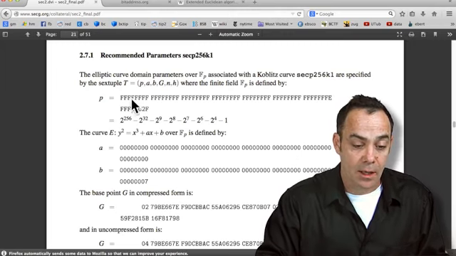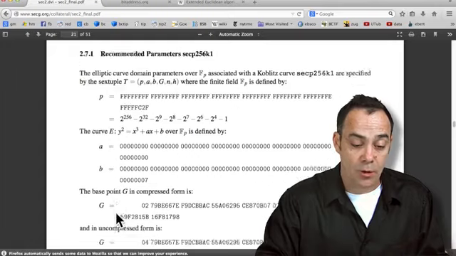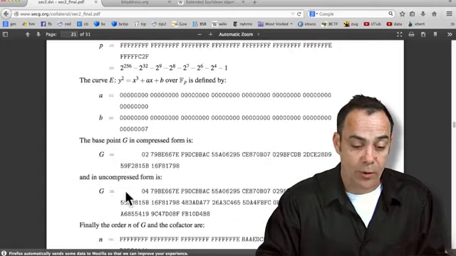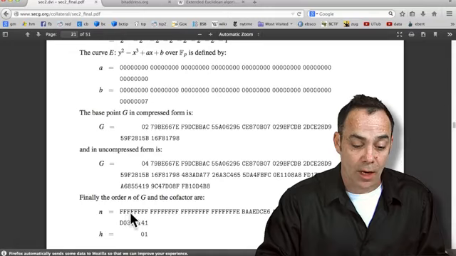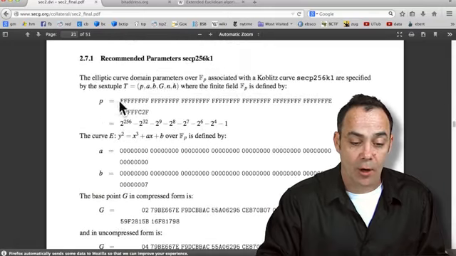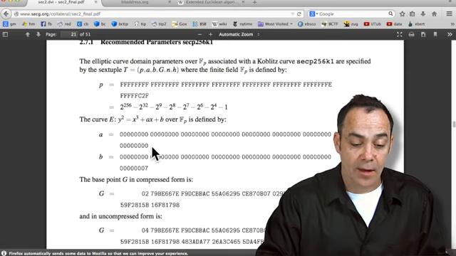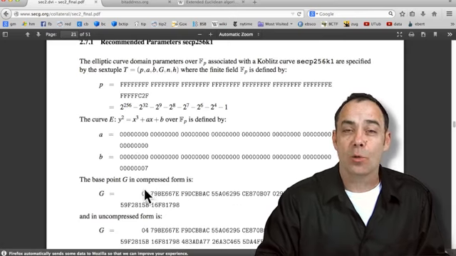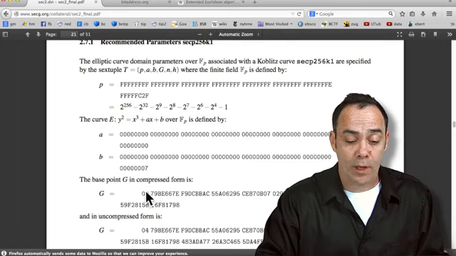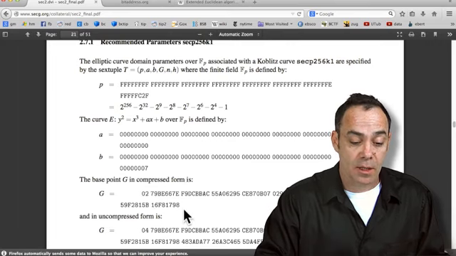Here's your P, here's your A, here's your B, here's your G in a compressed form, and we'll show you how to do that later. And here's your N, and here's the H, which is the cofactor we leave out. You'll notice pretty quickly that they aren't all in the same format that we're using. B, we just typed in 7 because we left out all those leading zeros. A, we typed in a 0. G they have in the compressed form, which takes this 02 at the beginning to let you know it's a compressed form, but the point itself is actually the numbers that follow it. Here's 04 telling you it's an uncompressed form, but it's also in hex.